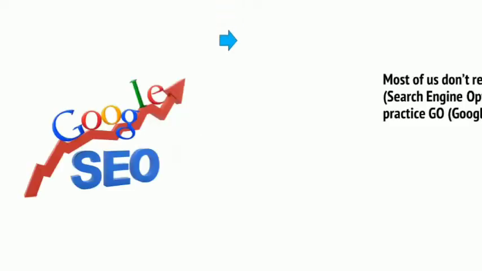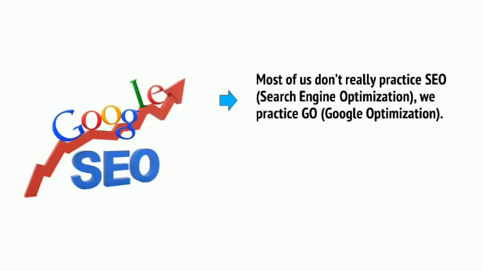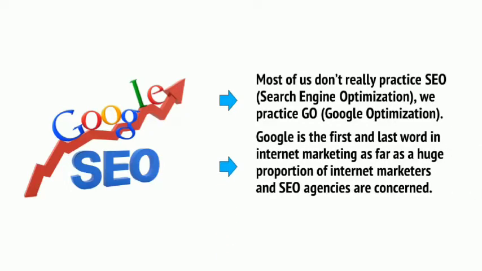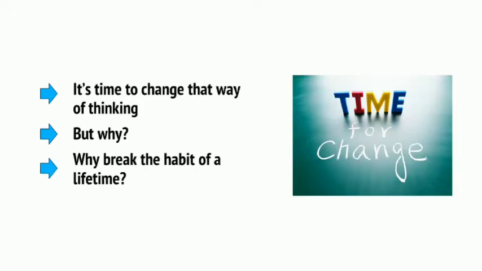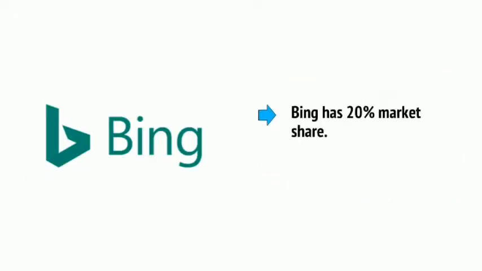Now, let's be honest, most of us don't really practice SEO, search engine optimization. We practice GEO, Google optimization. Google is the first and last word in internet marketing as far as a huge proportion of internet marketers and SEO agencies are concerned. It's time to change this way of thinking. But why? Why break the habit of a lifetime? Well, for starters, Bing has 20% market share. Well, that'll wake you up, right?